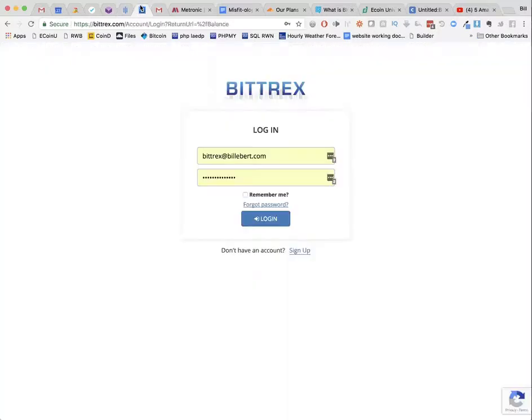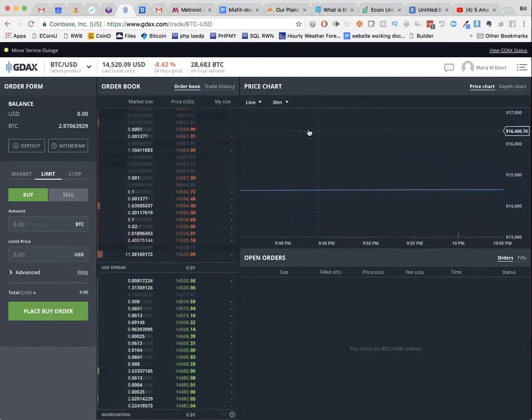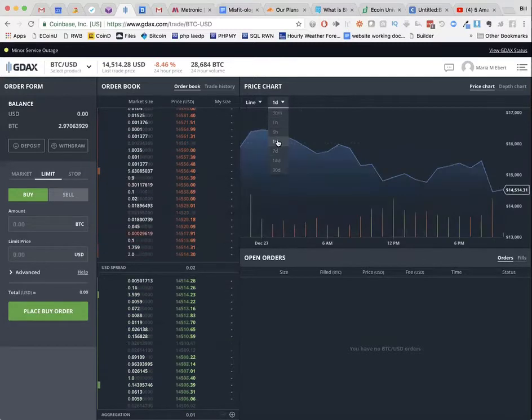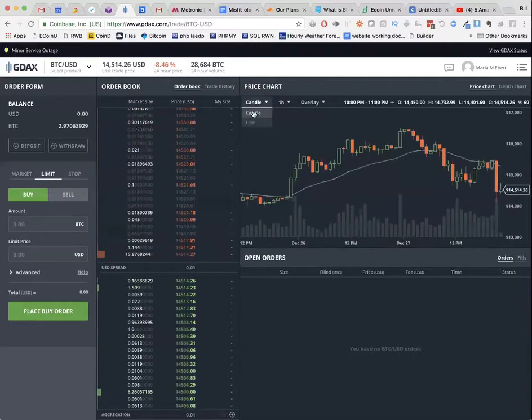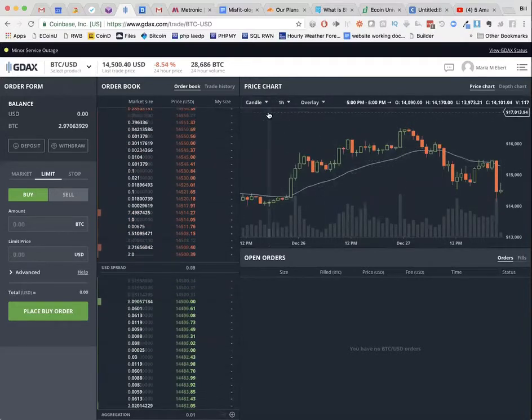So I use two different charts. One of them is Bittrex, and the other one's GDAX. But for GDAX, for most of these guys, when you're trying to look at trading, I usually look at the candle view, which means here's the difference for you guys, if you can't tell the difference, a candle view versus a line view. There's a line view, and then the candle view shows that. And candle seems to make more sense to me when I'm looking at a view.